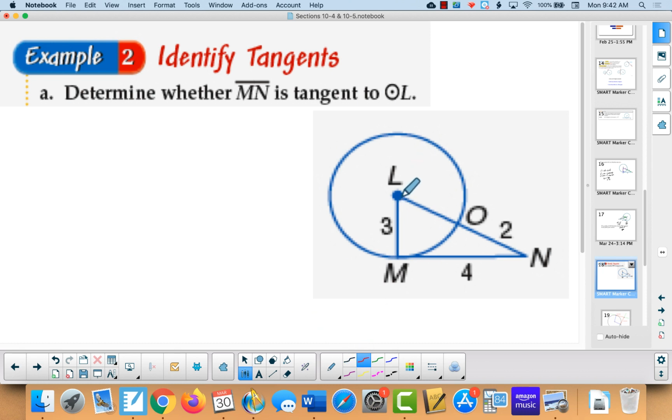Same here, this radius has to be 3, which makes this hypotenuse 5, and 3 squared plus 4 squared is equal to 25. 5 squared is also equal to 25. So yes, LM is tangent. MN is tangent to the circle because we have a right angle here.